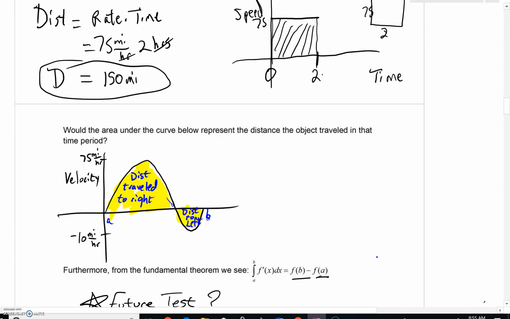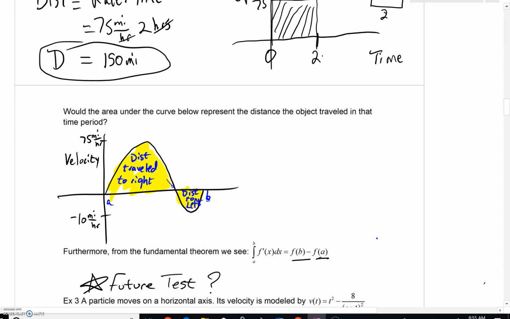When velocity is positive, your object travels to the right. When your velocity is negative, you travel to the left. So if we were to actually deal with area, above the curve is distance traveled to the right. By way of comparison, when your velocity is under the curve, and you might have negative 10 miles per hour, and you were multiplying by hours, well, you'd get the distance that you traveled to the left.